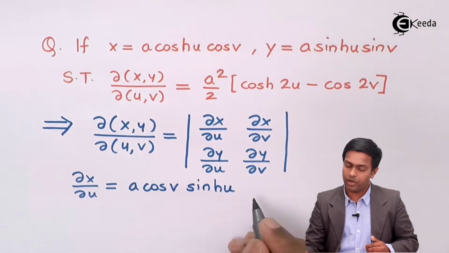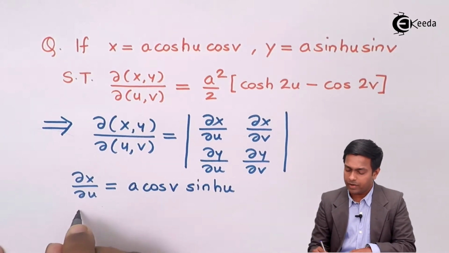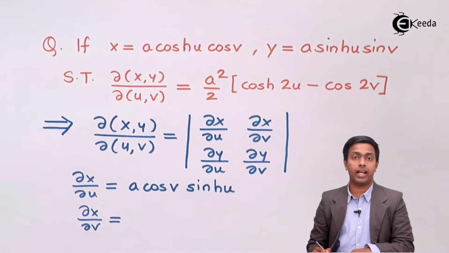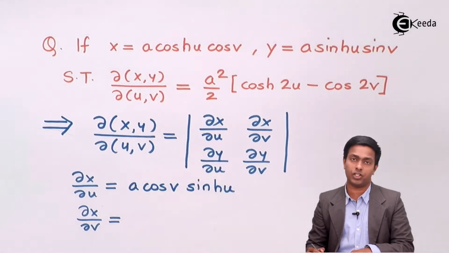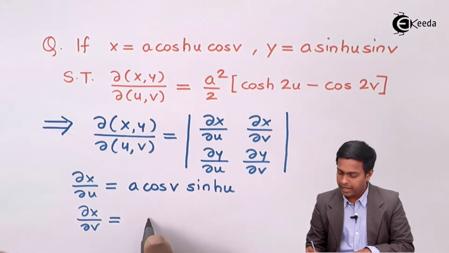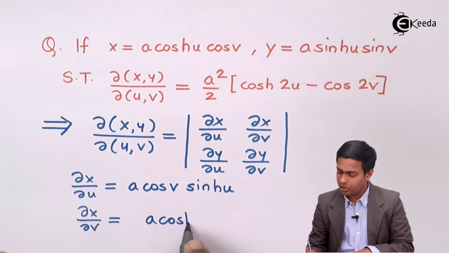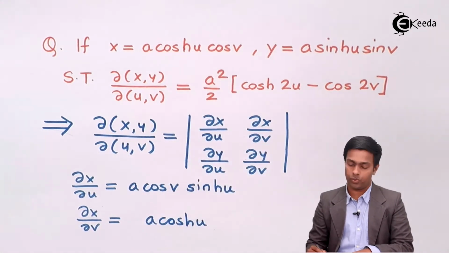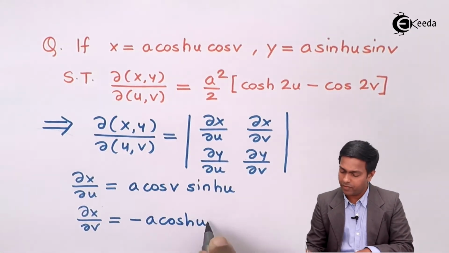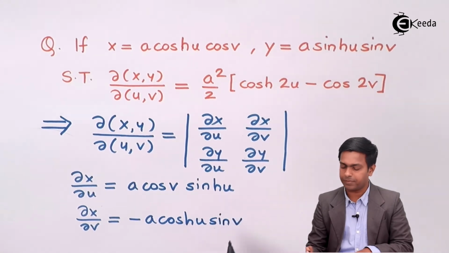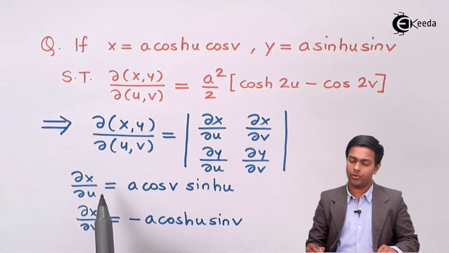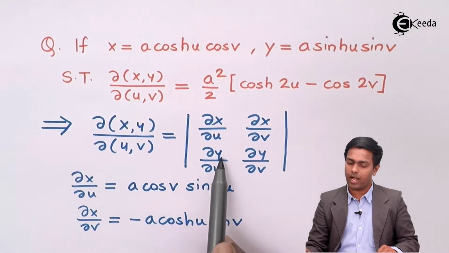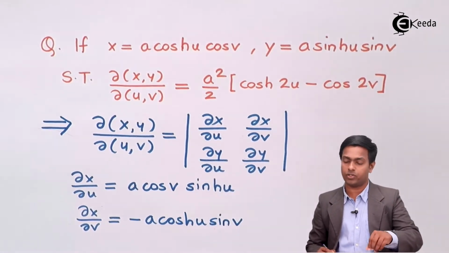Now let's find the other value, that is the value of del x by del v. For that I'll differentiate this function again with respect to v. Now a and hyperbolic cos u are constant. Now I'll differentiate cos v with respect to v, so we'll get negative sin v. So these are the two values. Now we'll find the next two values, and for that I'll differentiate y with respect to u and v respectively. So let's see what we get.